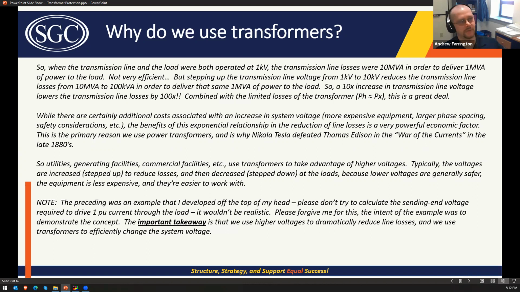Those existed, and they were just outcompeted by Tesla's AC current, and transformers are one of the primary reasons why. So utilities, generating facilities, and commercial facilities all use transformers to take advantage of the higher voltages. And yeah, this states that it was decreased at loads for the reasons we already talked about.